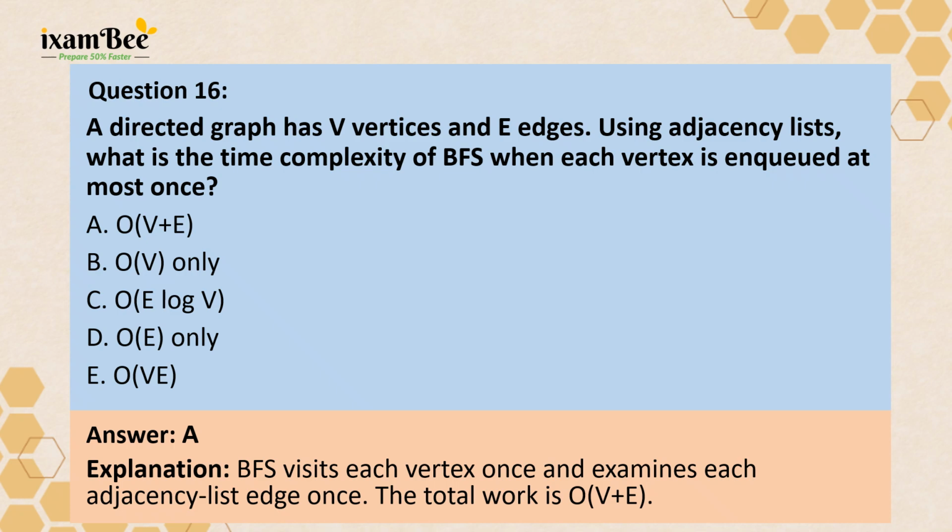And while visiting each vertex, it scans that vertex's adjacency list to find its neighbors, which means every directed edge gets examined exactly once across the whole traversal. That's of the order E. Adding these two contributions together, the total time complexity is of the order V plus E. That's the standard expected result for a BFS on an adjacency list, and it holds regardless of whether the graph is directed or undirected. Hence, the answer here is option A.